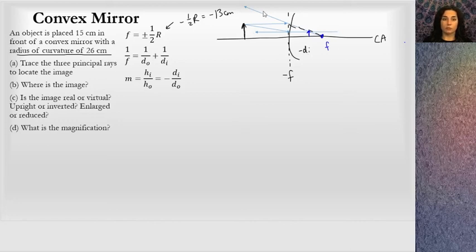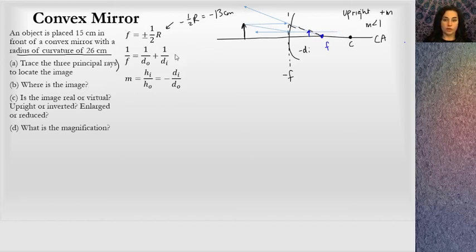I can see it's upright compared to the original object, so I'll expect a positive magnification. And I can see it's smaller than the original object, so I'm going to expect that the magnification is less than 1. All of these things should correspond to the math I'm going to do. I could draw the third one in here. For the third principal ray, you draw the center of curvature in here, and then you just send a ray back and forth through here, and you can imagine it passing through the same point as the other two already.